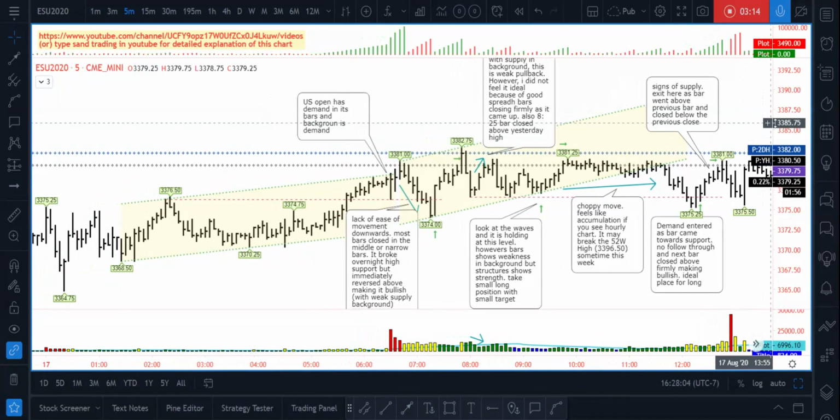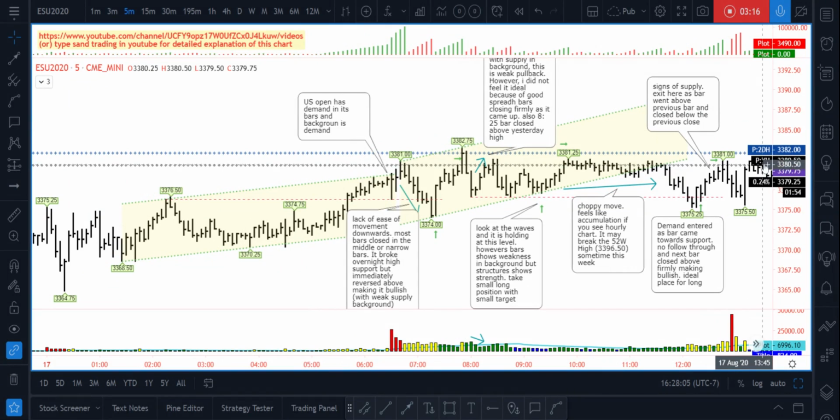You can see that clearly: yesterday's high and then today's high. So it couldn't break it, and then what happens? It goes above the resistance line and closes below it. Then the next bar also tries to go above and closes underneath. So this is the first sign of supply.